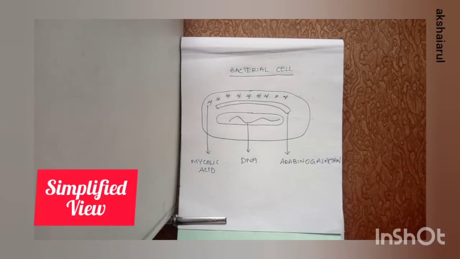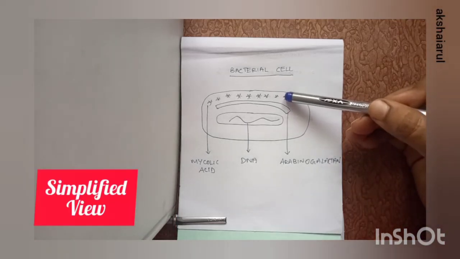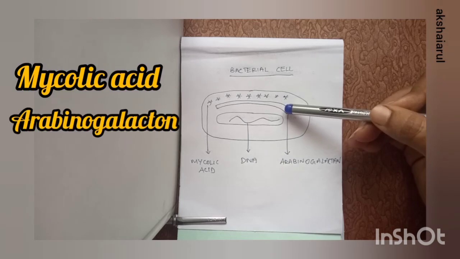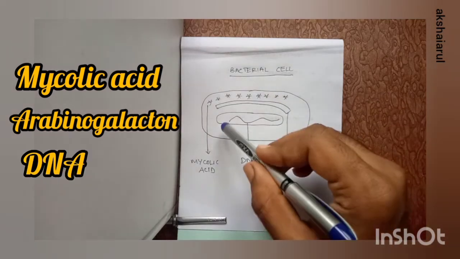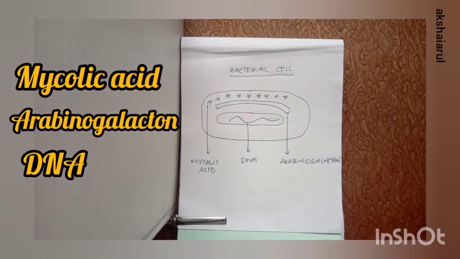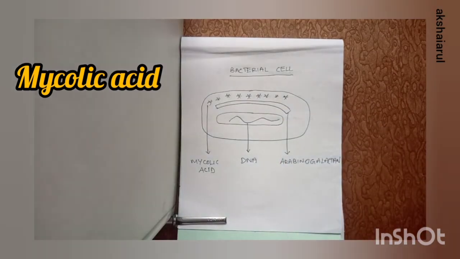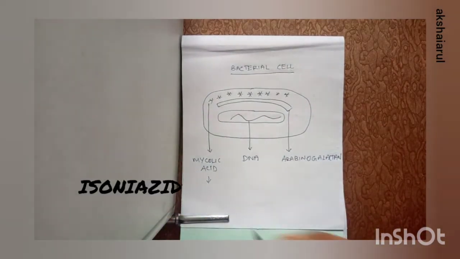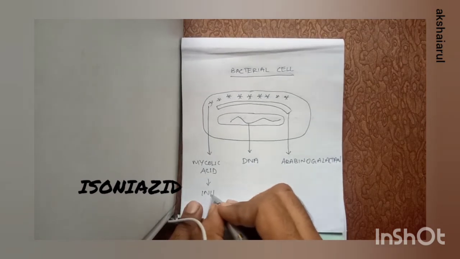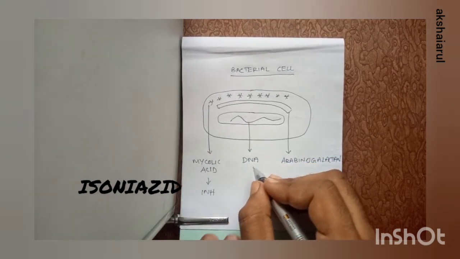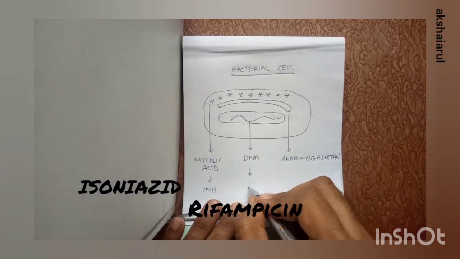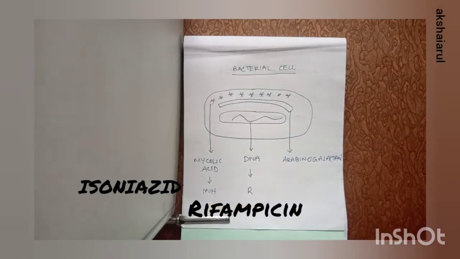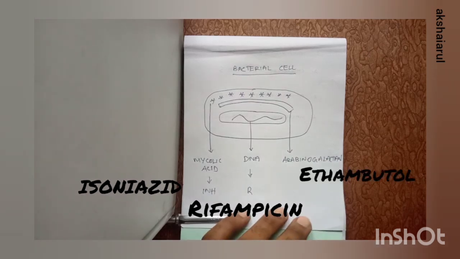Consider this as a bacterial cell which has mycolic acids and arabinogalactan, which are essential cell wall components, and the bacterial cell has DNA in it. Inhibition of mycolic acid is by Isoniazid. Inhibition of DNA dependent RNA polymerase is by Rifampin, and inhibition of arabinogalactan is by Ethambutol.